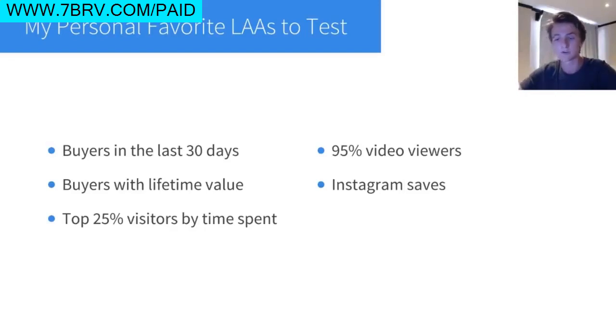Another one is the top 25% visitors by time spent. I found in my experience that VC lookalikes, view content lookalikes, don't work really well. But if you do a top 25% visitors by time spent, you'll get a much more targeted custom audience, and when you build a lookalike audience from that, it's going to do a lot better. Another one is 95% video viewers. I really like that one, especially because it's easy to get enough video views to build a 95% video viewers custom audience. So this is one of the first lookalike audiences that you can test, and that usually does really well. And lastly is Instagram saves. Especially if you're doing some influencer marketing on Instagram, building a lookalike audience of your Instagram saves will usually perform really well.